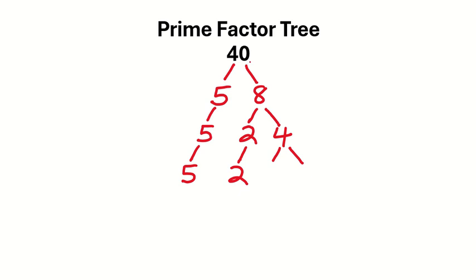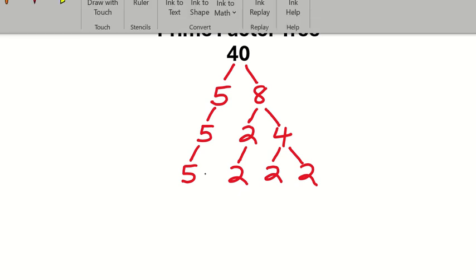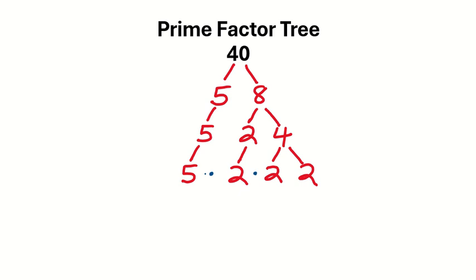What two numbers multiply together to equal 4? That's right. 2 times 2 equals 4. And now we've come to the end of our factor tree, because we have all prime numbers. And to make sure that we did it correctly, we just need to make sure that this equals 40. So 5 times 2 is 10, times 2 is 20, times 2 is 40. So remember, you can also write this as 5 times 2 raised to the third power.